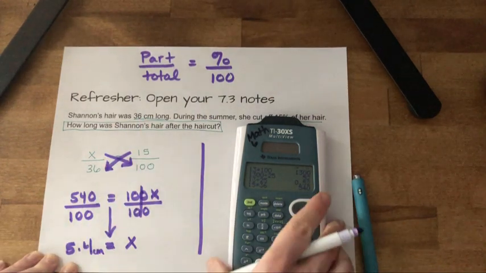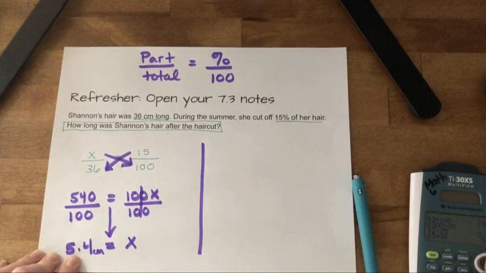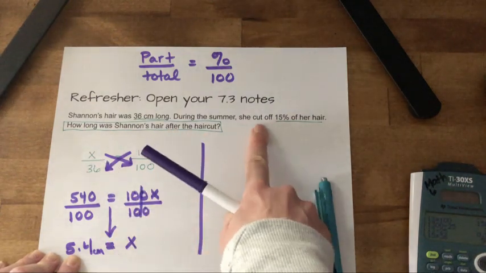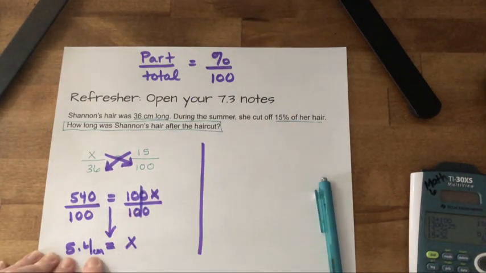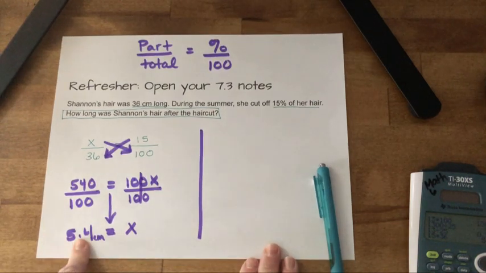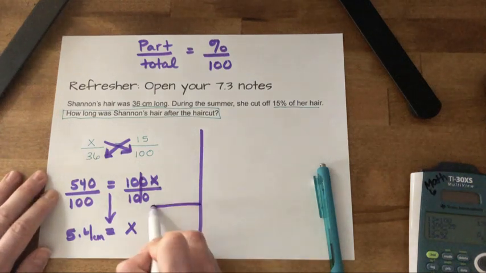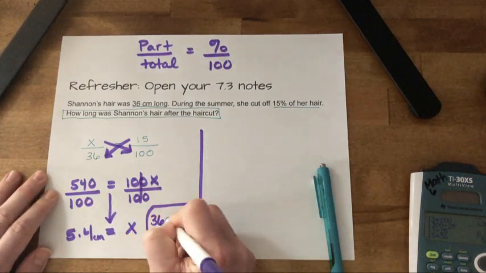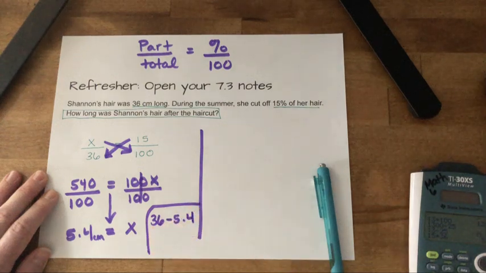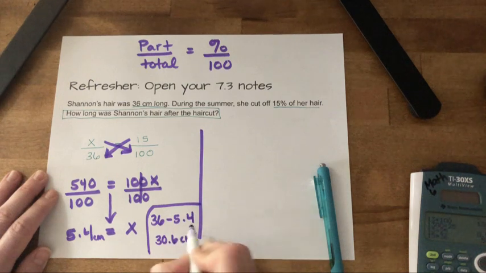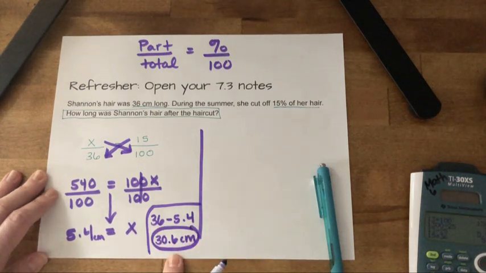But what does that mean in this problem? Is that my final answer? No. How long was Shannon's hair after the haircut? We know that she cut off 15% of her hair. So this is how much she cut off. I need to answer how long is her hair now. What am I going to do with this 5.4 centimeters? I'm going to subtract it from the total length of her hair. So my final part to this problem is going to be 36 minus 5.4, which is going to give me 30.6 centimeters. That's how long her hair is now.